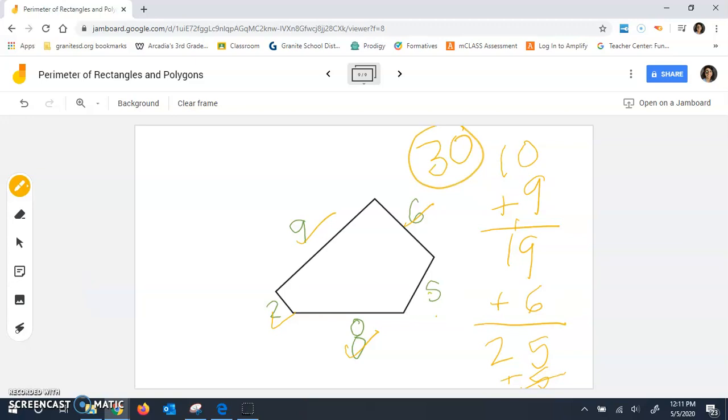Just take your time. Take your time to make sure you add every single number to get your perimeter. Perimeter adding. You've got this, guys.